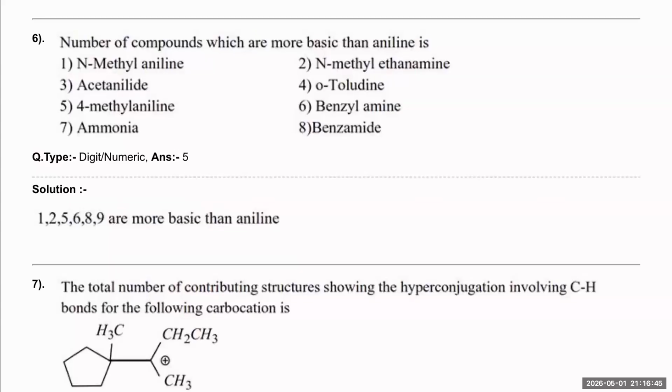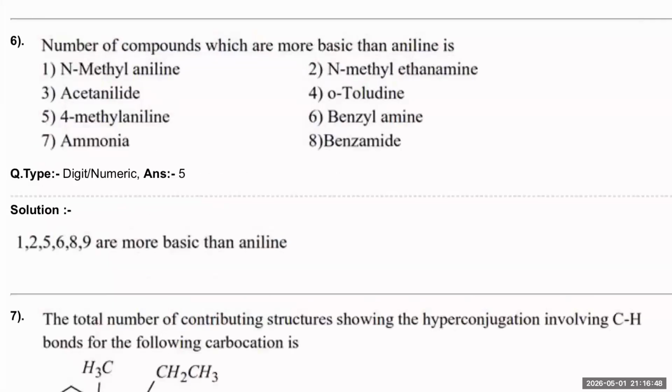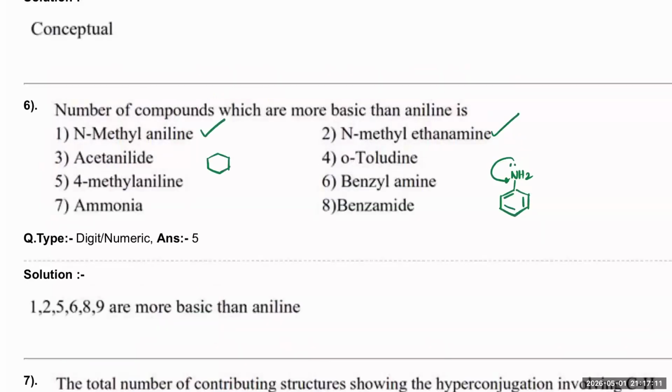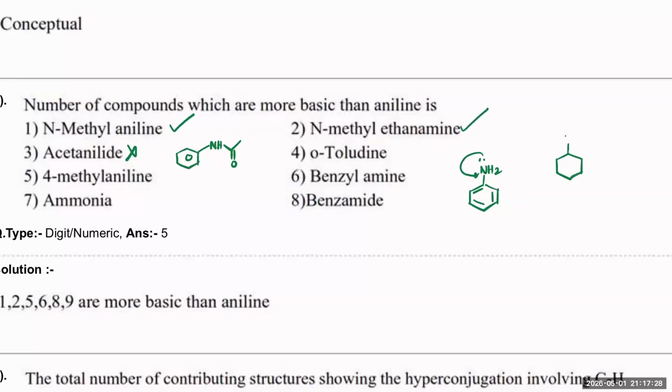Number of compounds which are more basic than aniline. Aniline is like this. Remember that aniline has a delocalized electron, so keep that in mind. If you have any extra methyl on it, that will make it more basic. N-methyl ethanamine will definitely be more basic because it is localized. Acetanilide, amides will be extremely weak bases. This is the structure of acetanilide, with a double bond O. This is an amide which will be very weakly basic. O-toluidine is like this, which has NH2 and CH3. This is very interesting. See why.